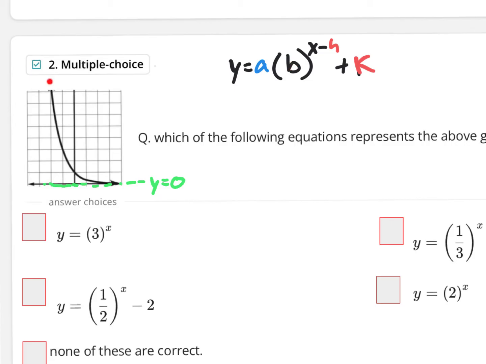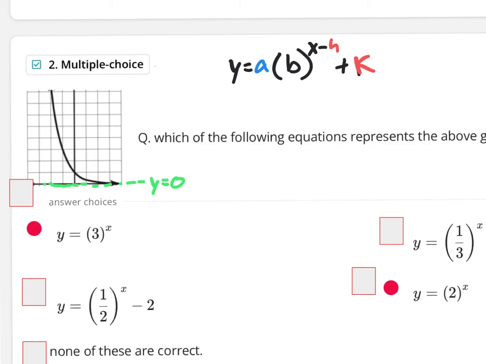Okay, now if it's a decay function from left to right, decaying towards the asymptote value of y equals 0, then this must be a value that's less than 1, a fraction or decimal that's between 0 and 1. So obviously this is 3, which would cause it to grow. So this one's definitely not it. And if you look at the answer, it's obviously not it. This other one, 2, that's definitely not it, because that would be a growth function. So it might be this one, 1/2, it might be 1/3, or it may be none of these are correct, okay?